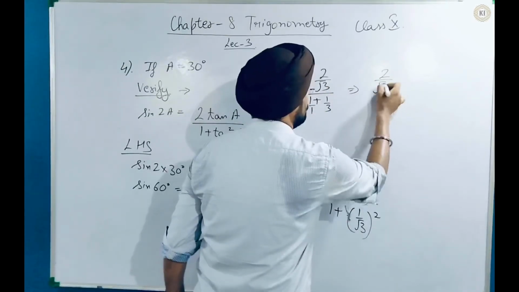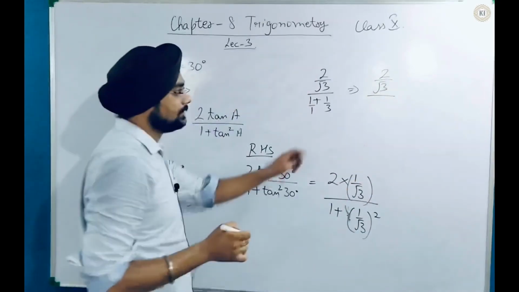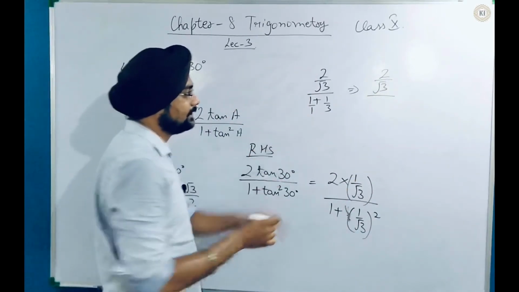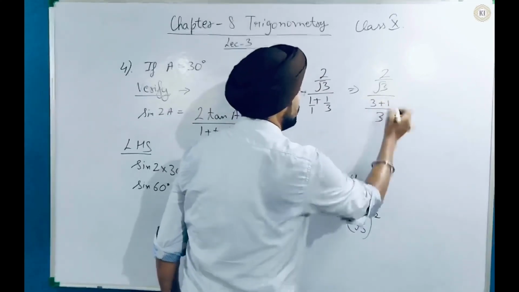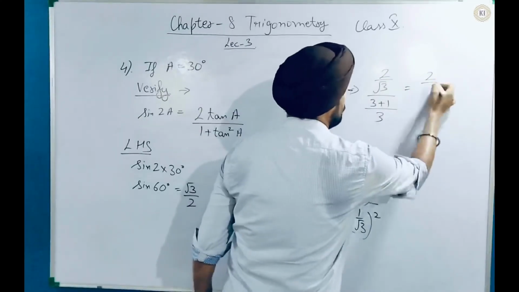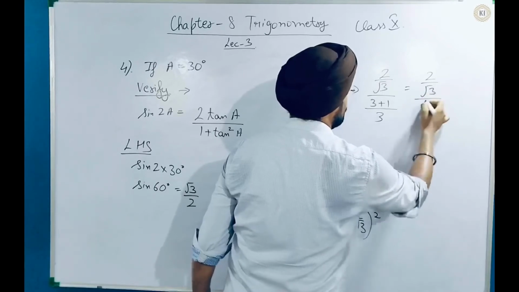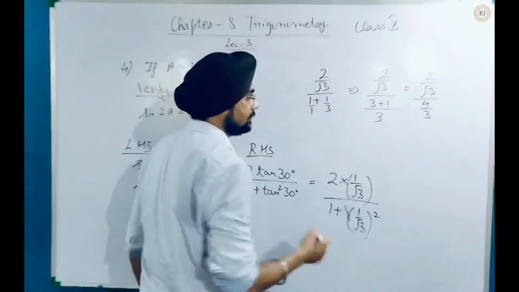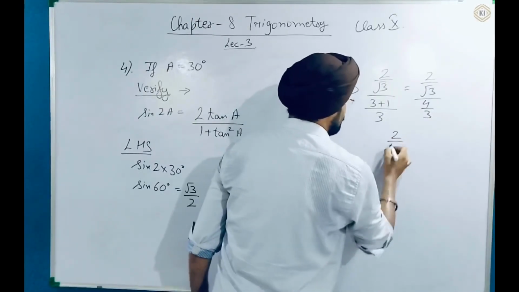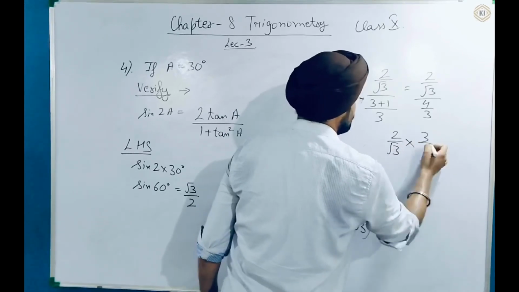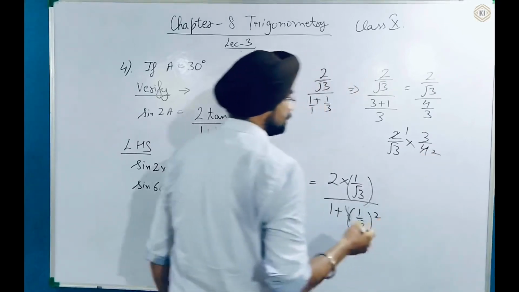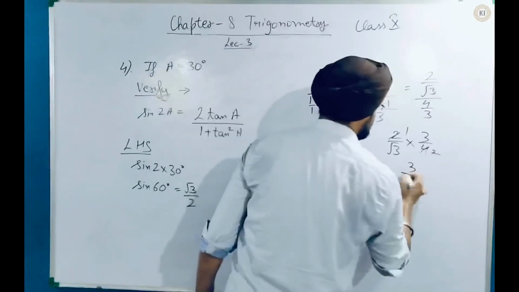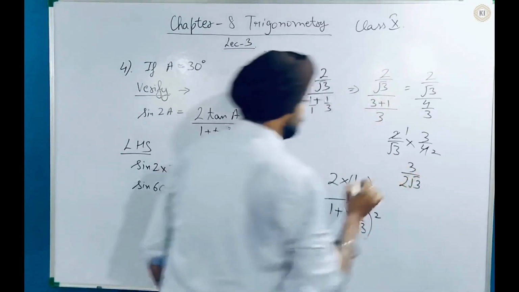So 2 upon root 3, when you take out the LCM and solve, 3 is the LCM, so 3 plus 1. So 2 upon root 3 upon 4 upon 3. So 2 upon root 3 into 3 upon 4. So 2 ones are 2 and 2 twos are 4. It is coming as 3 upon 2 root 3.